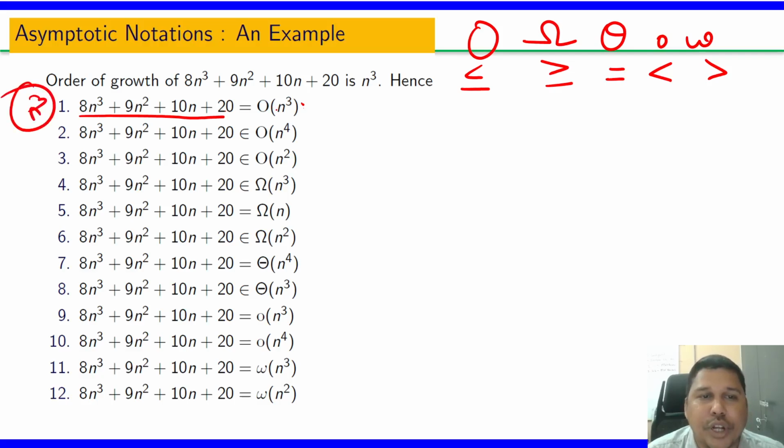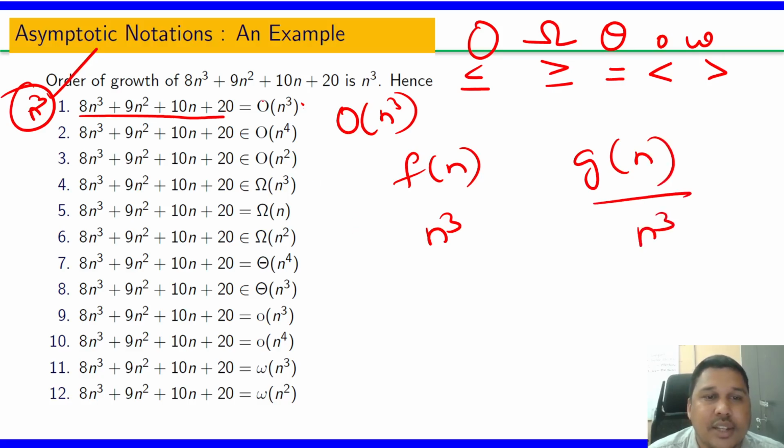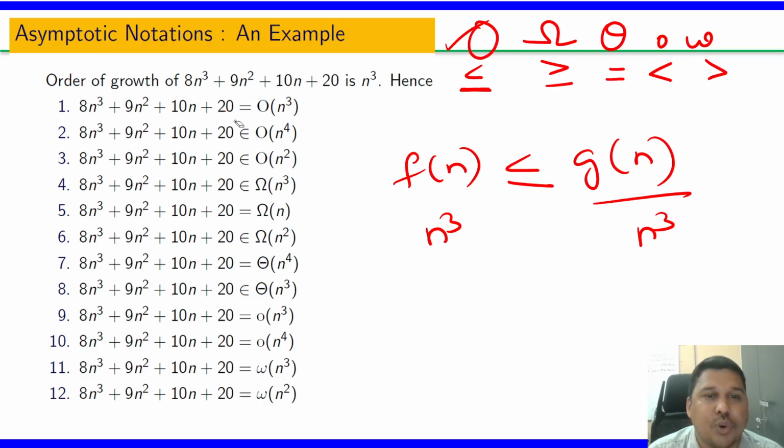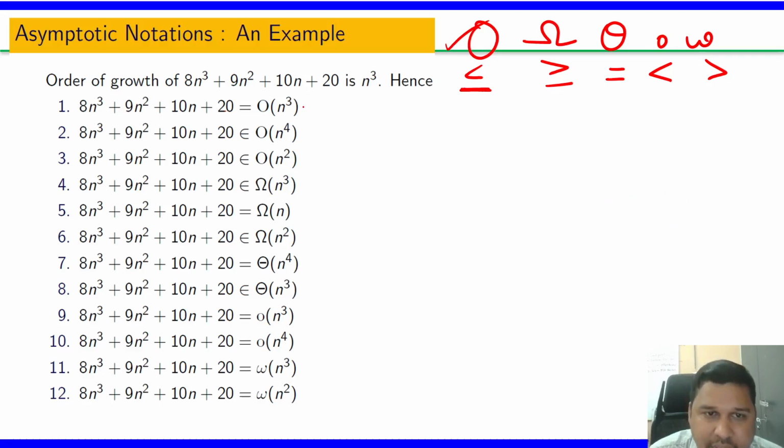So I can write order of n cube, because the actual order of growth is n cube. So here f of n is n cube. g of n is also given as n cube. I can use big O notation because there is an equal to symbol also here: less than or equal to. Therefore, this statement which I wrote here is true. You can write the order of growth of this first function as big O of n cube. This is valid and true.